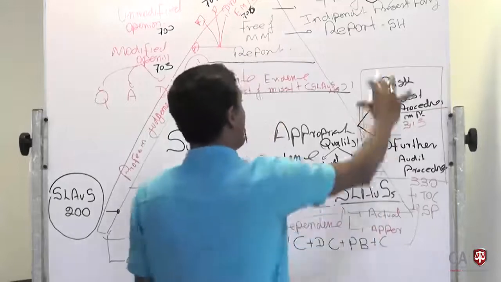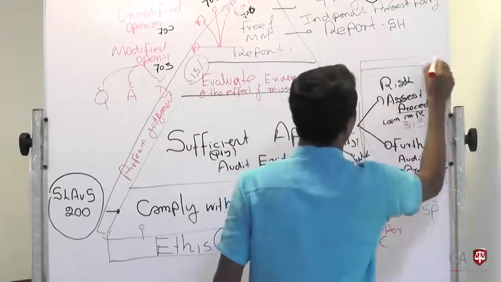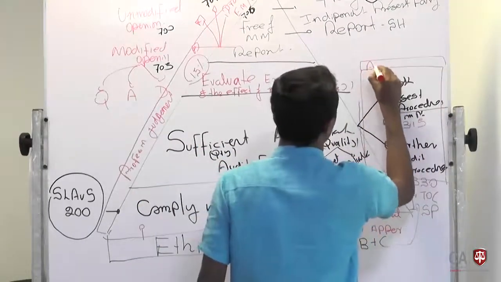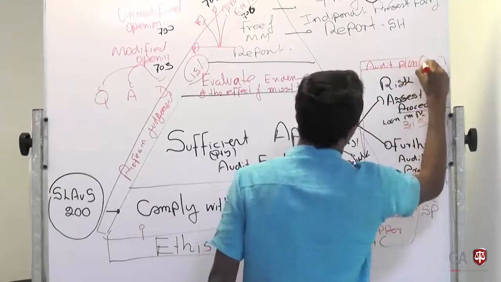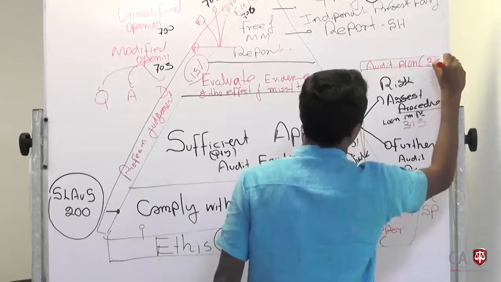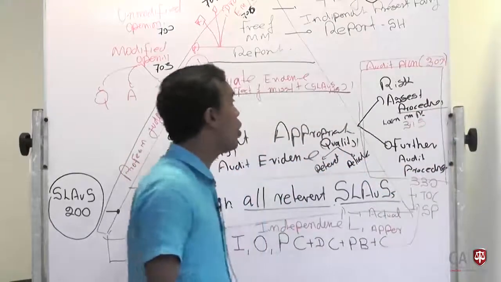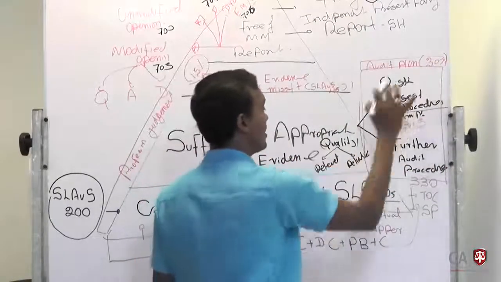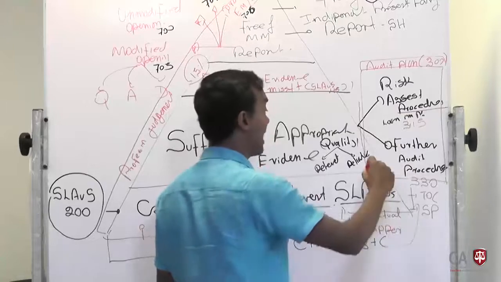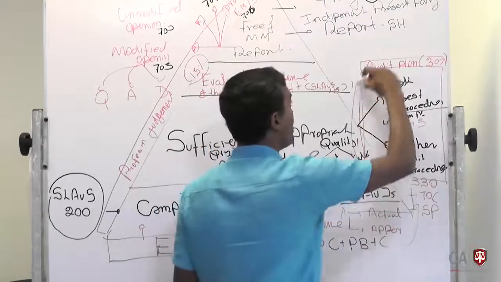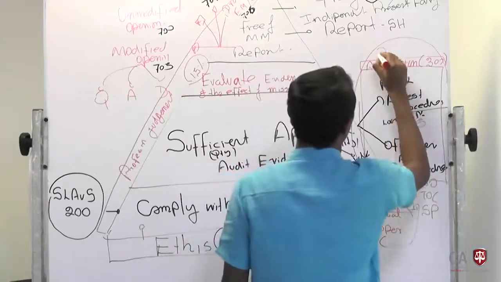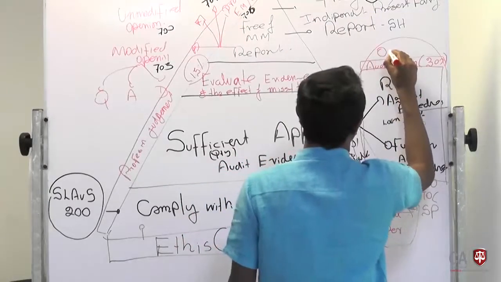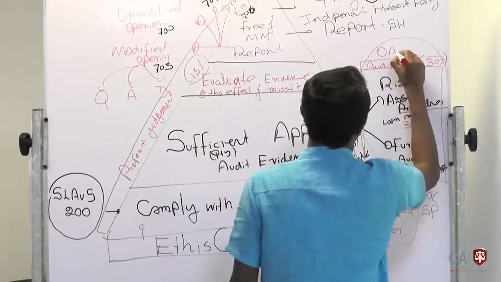Now, these two taken together are called the audit plan. So the audit plan is another standard, which is auditing standard number 300. The audit plan has two components. One is to identify risk and further procedures. And remember, practically any plan to be successful has to be supported by a strategy. So then there is another concept called overall audit strategy.